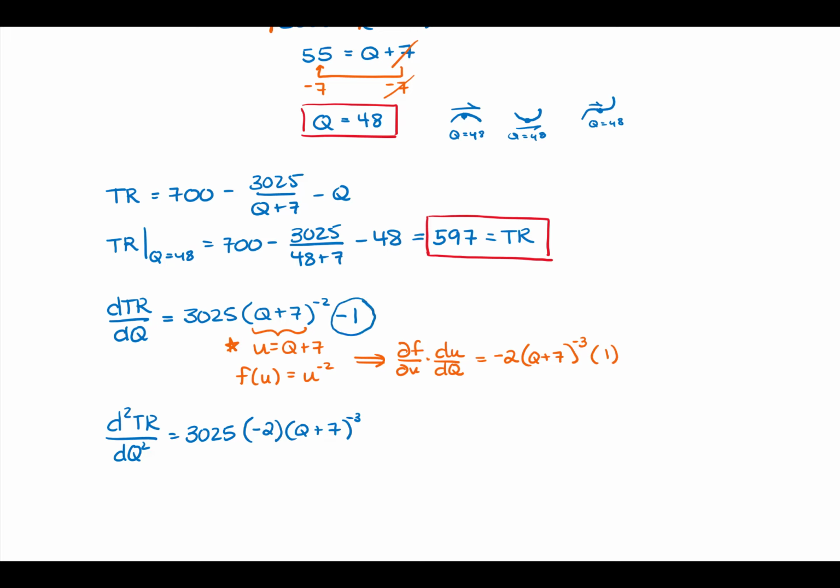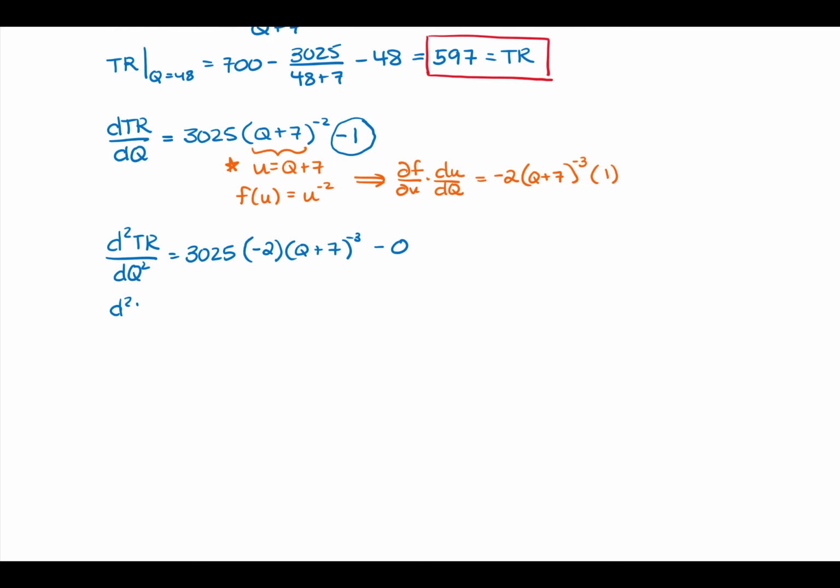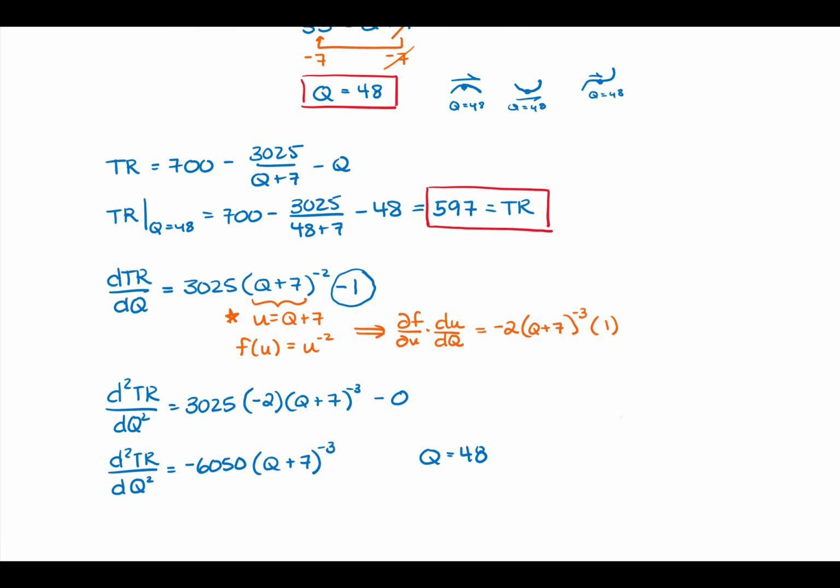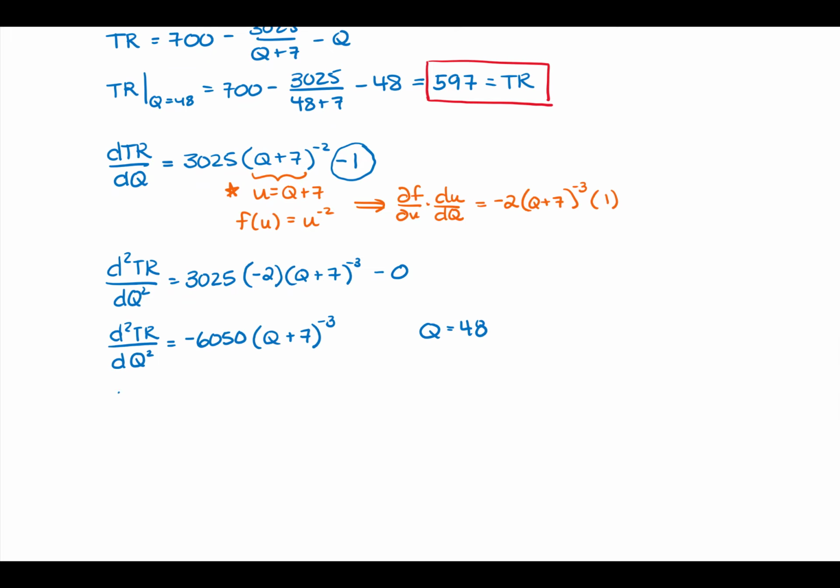Lastly, I need to do the derivative of this negative 1. It's a constant, so the derivative is equal to 0. Cleaning this up, I get d squared TR over dq squared is equal to negative 6050 times (q plus 7) to the power of negative 3. Now the point of this second derivative is to see what the shape of our function is at our q equals 48 value, the one that we determined earlier is where there's a slope of 0. So I'm going to substitute that into my second derivative here.